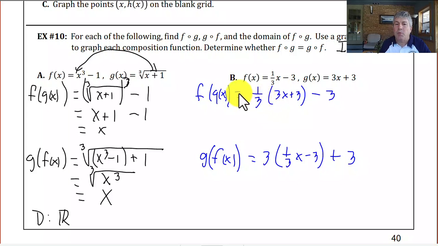And repeating the process in example B, I'm inputting g of x into f of x. So we have 1/3 times the quantity 3x plus 3 minus 3. The quantity is important. The notation is important. Make sure you have that. And we get x plus 1 minus 3, which is equal to x minus 2.